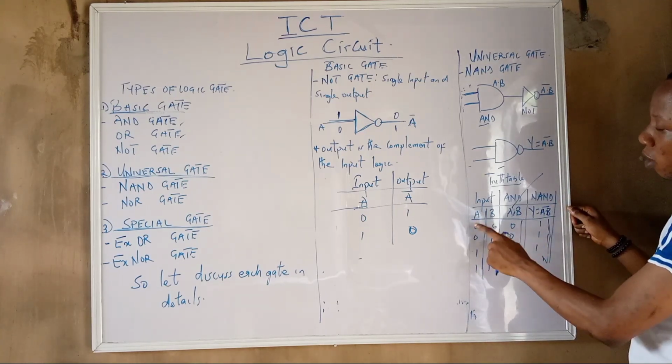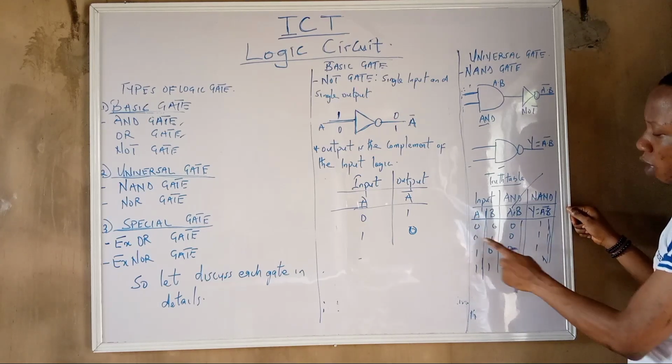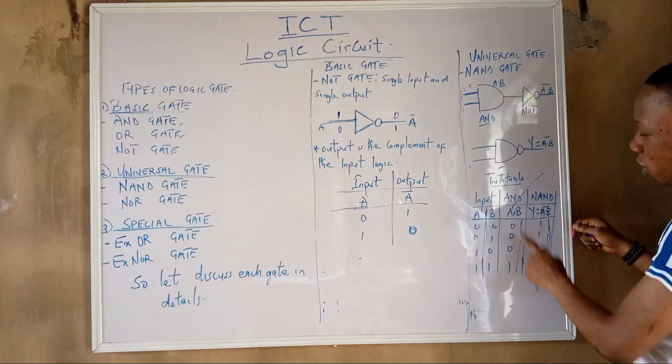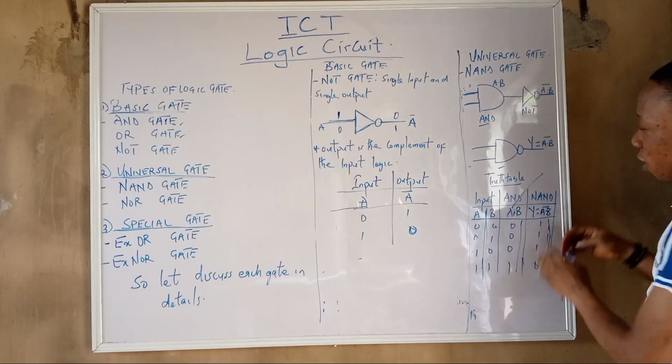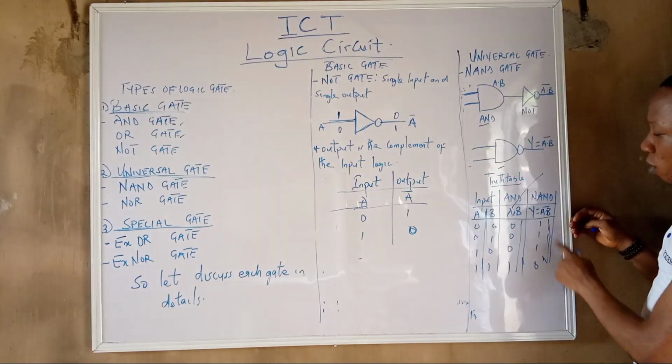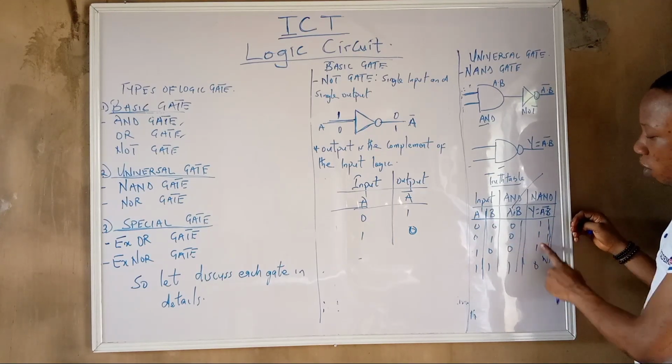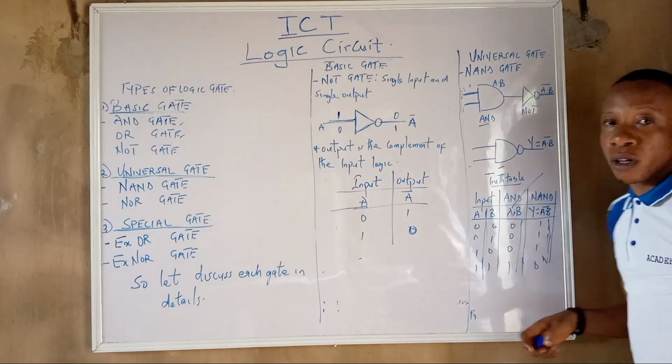So for A, 0 times 0 is 0. 0 times 1 is 0. 1 times 0 is 0. 1 times 1 is 1. So these are A dot B, the multiplication sign. We change it, as the inverse: 0 changes to 1, 0 changes to 1, 0 changes to 1, and 1 changes to 0.